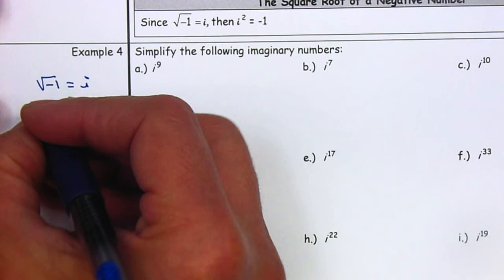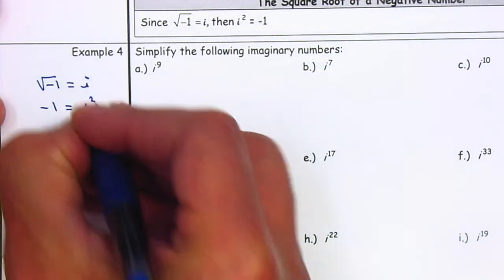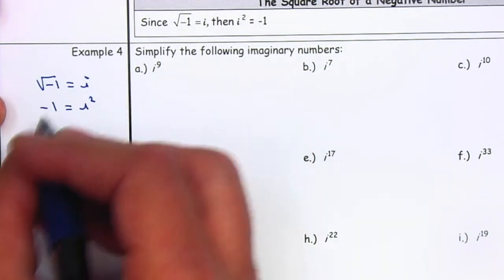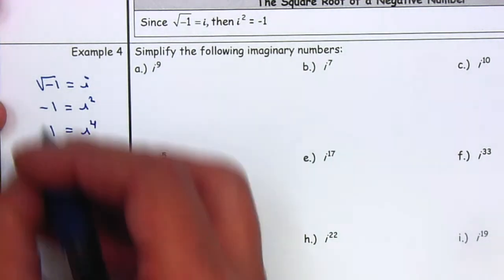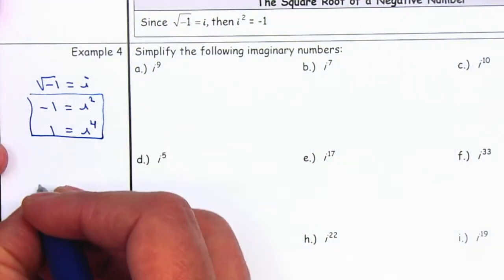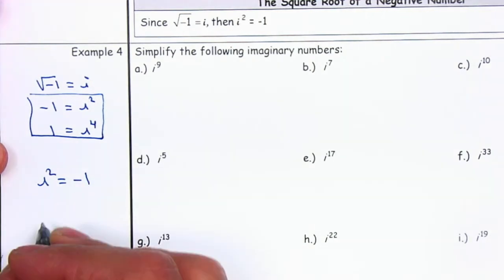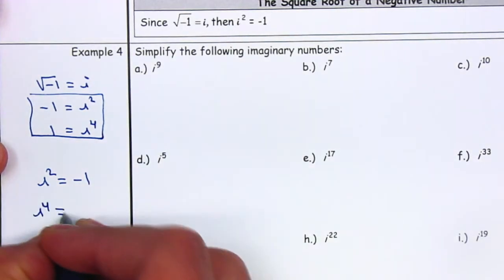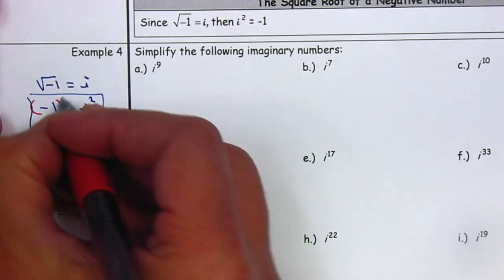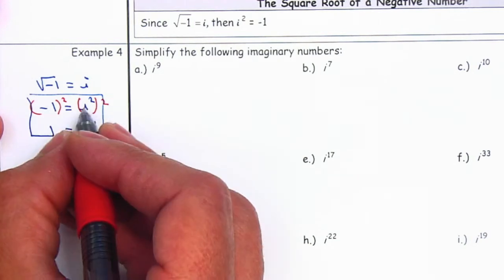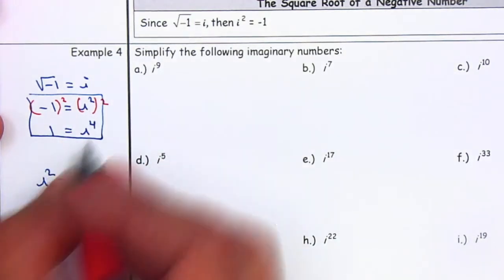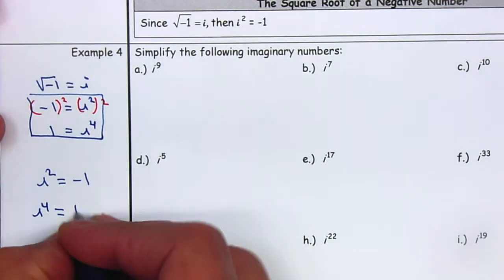Now if I square both sides, that gives me -1 is equal to i squared. And if I square once again, that gives me i to the 4th is equal to +1. So we're going to be using those definitions, these two. Let me rewrite them in order. So i squared is equal to -1, and i to the 4th, because I squared both sides, gives me -1 times -1 is 1, i squared times i squared will give me i to the 4th. So i to the 4th is equal to +1.